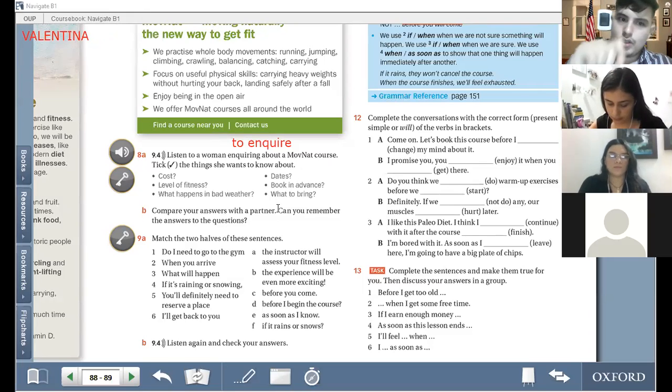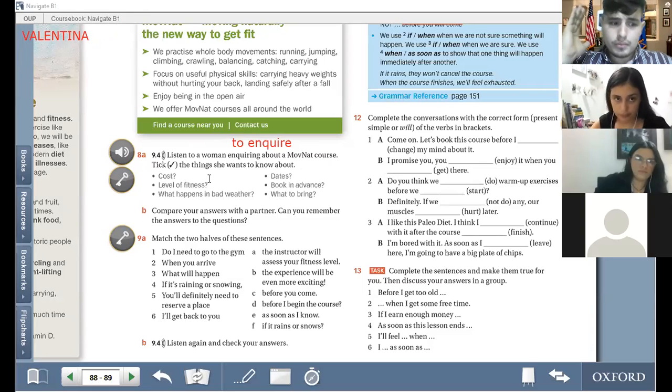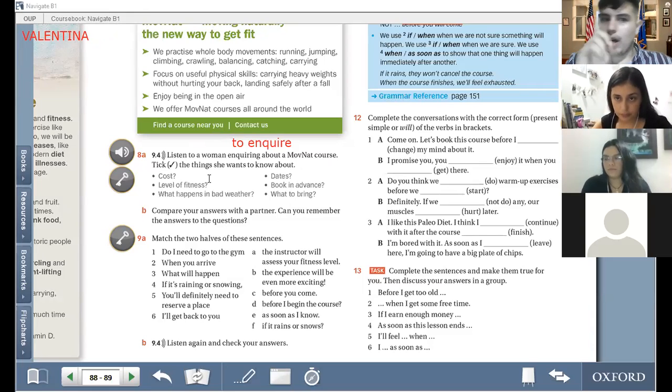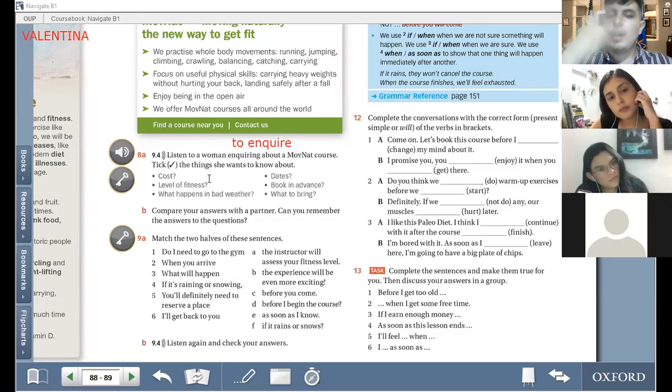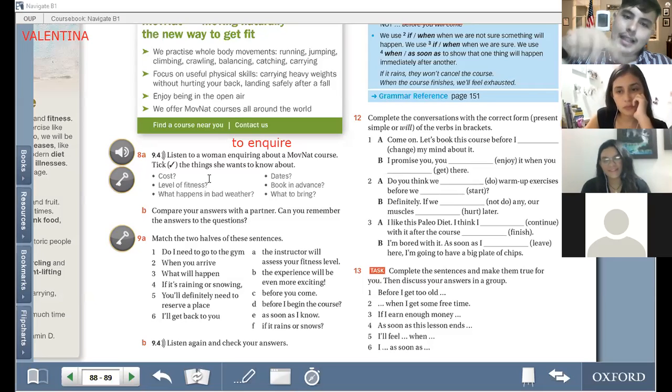Tick, pay attention. Tick the things she wants to know about, right? So we've got six options. One, the cost. Level of fitness. What happens in bad weather. Dates. Book in advance. And last one, what to bring.